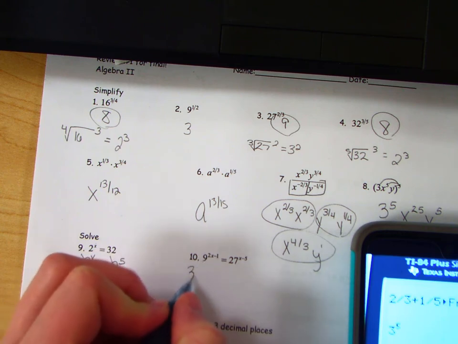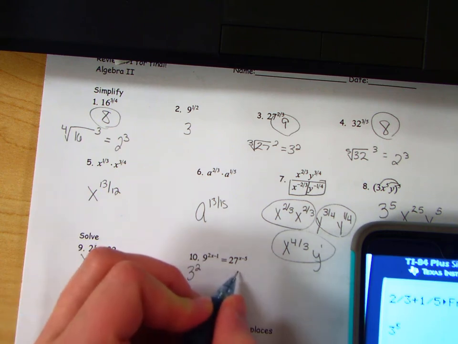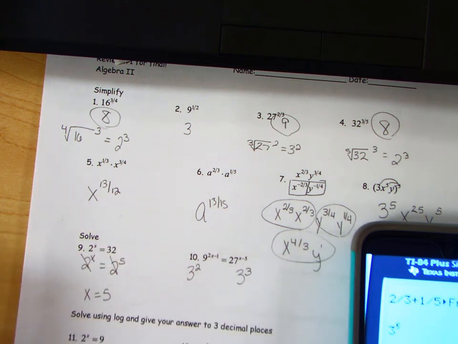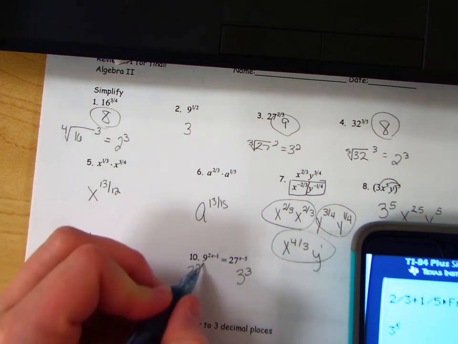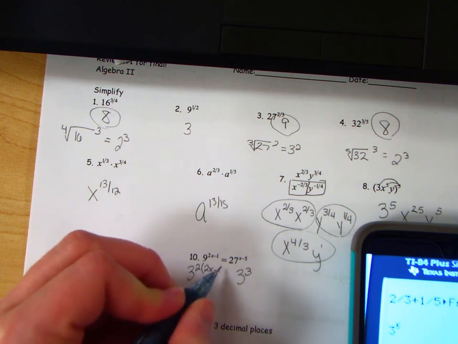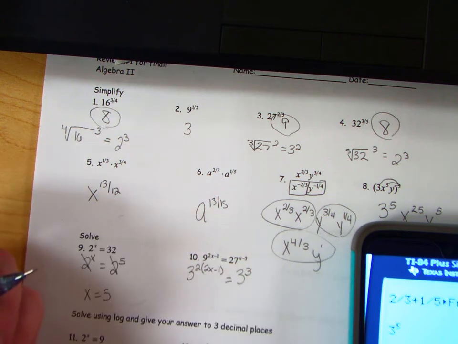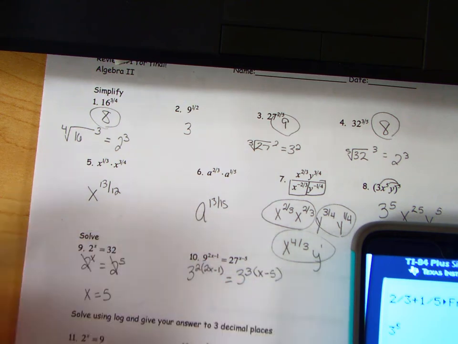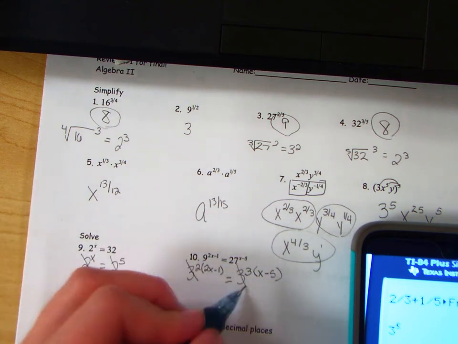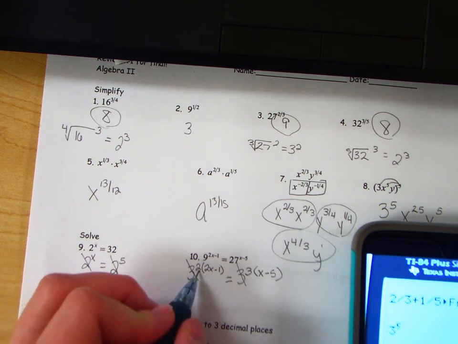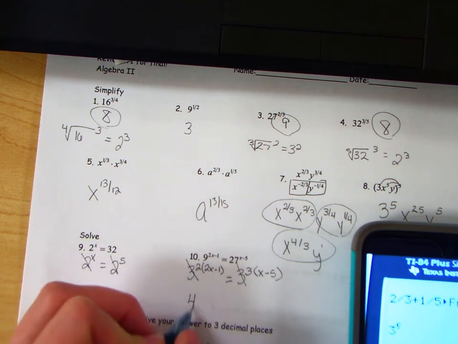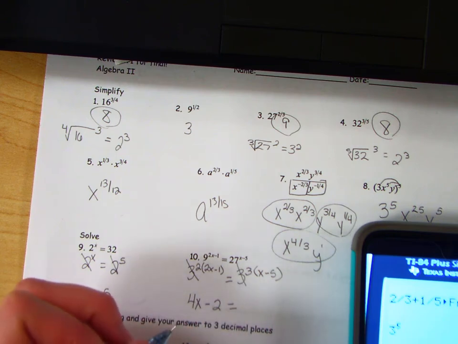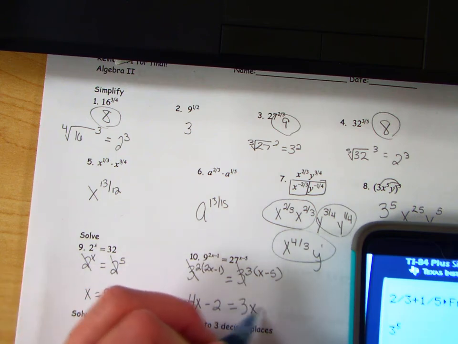Number 10, the common base is not 9, the common base is 3. So 9 is 3 squared, and 27 is 3 to the 3rd. Then you bring down their exponents. So 9's exponent is 2x minus 1, and 27's exponent is x minus 5. Then the 3's cancel, and we have 2 times 2x minus 1, which is 4x minus 2, and 3 times x minus 5, which is 3x minus 15.